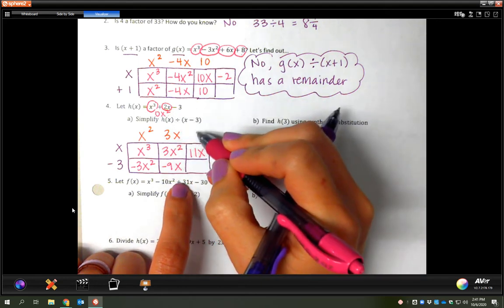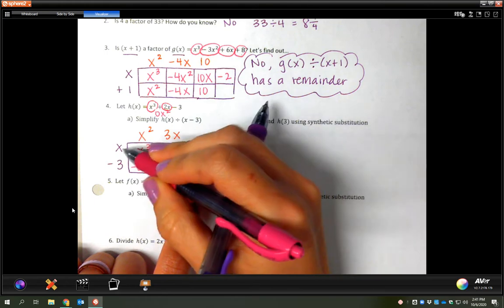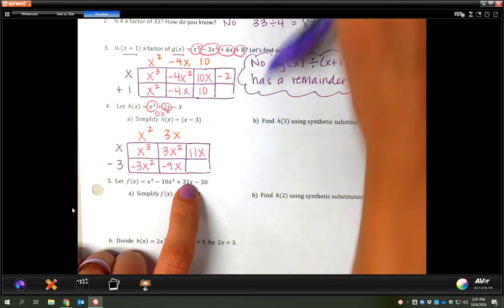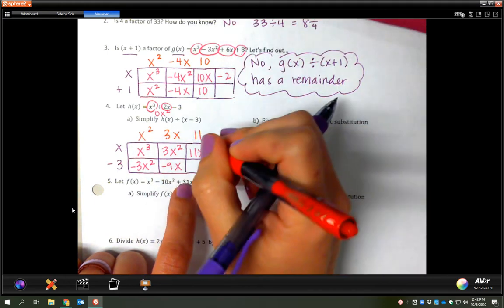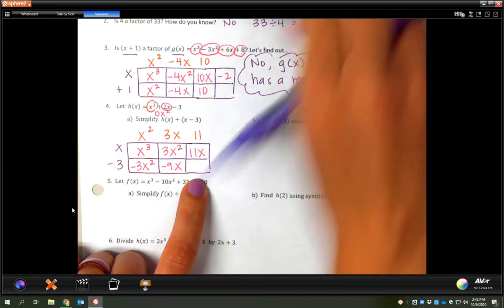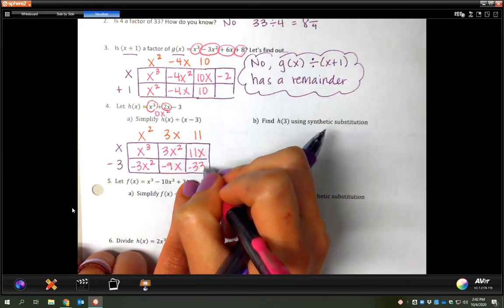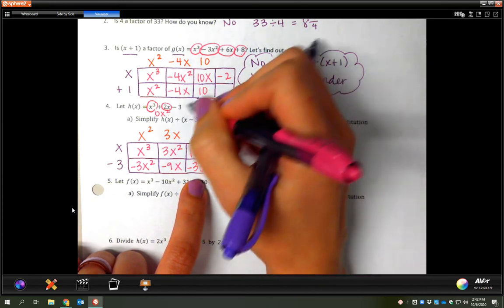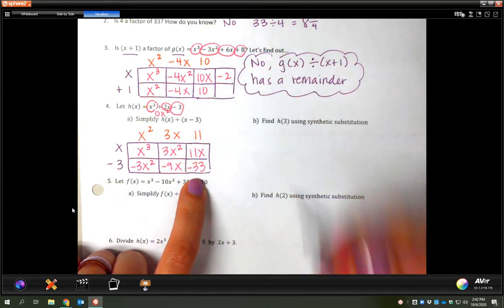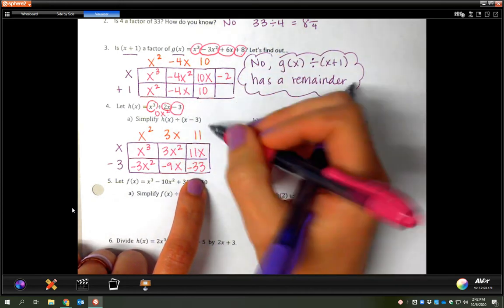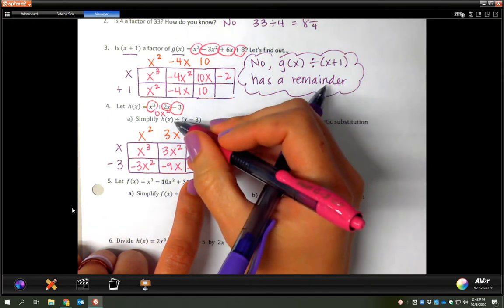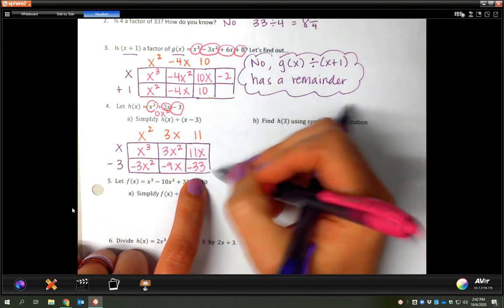Now I could go up above and figure out what I multiply to x to get 11x. It would be 11. And then I could fill in this last box. 11 times negative 3 is negative 33. But I don't want negative 33. I want negative 3. So this means x minus 3 is not a factor of h of x. That's okay. It has a remainder then.